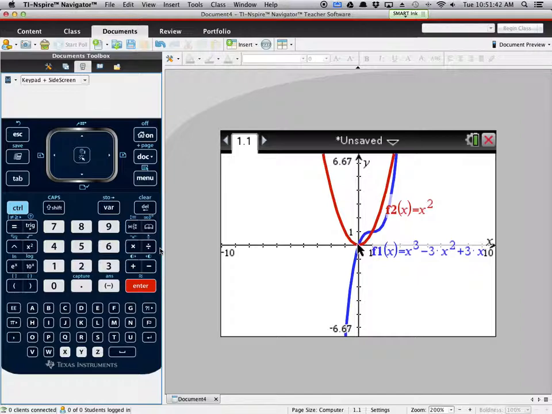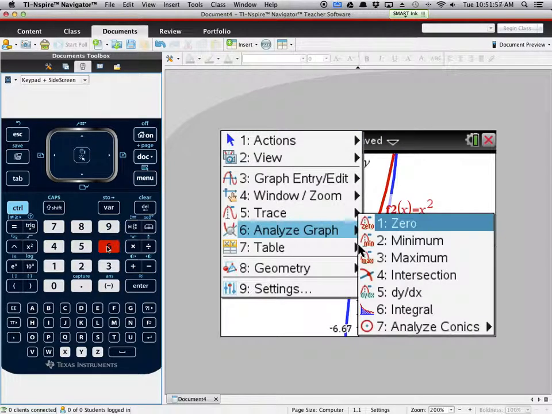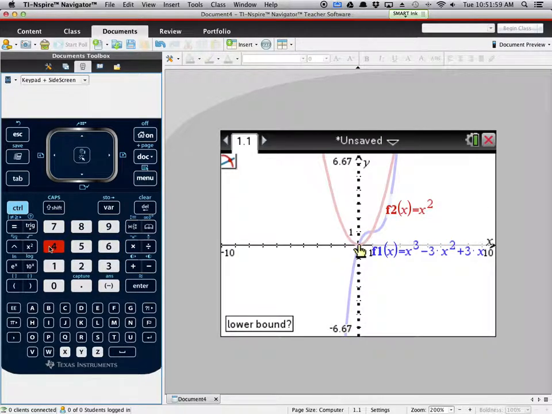I want the intersection points. So how do I do the intersection points? Menu, analyze graph, which is 6, then intersection, which is 4. Put that little hand on the left.